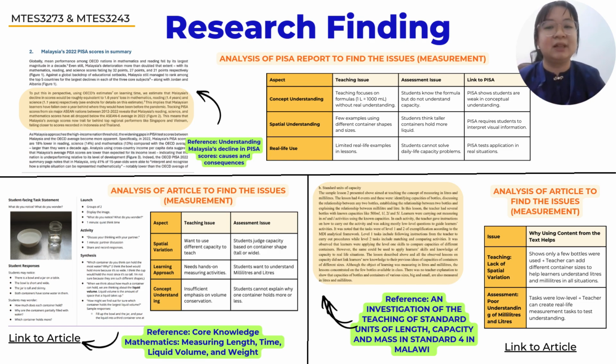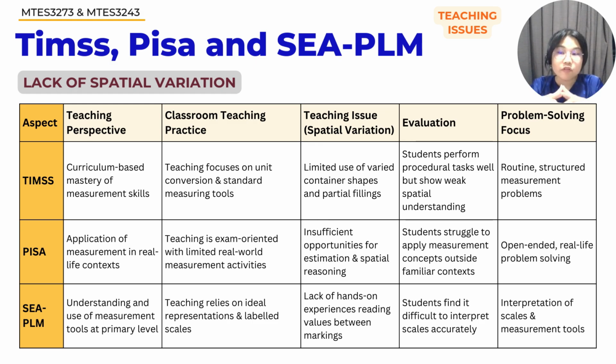Now let's shift our focus to the teaching issue of measurement identified across three major international assessments, TIMSS, PISA, and CPLM, which is the lack of spatial variation. In classroom practices, this issue highlights how the way we teach measurement often fails to build true spatial reasoning. According to TIMSS data, while teaching focuses on unit conversion and standard tools, there is limited use of varied container shapes or partial fillings.